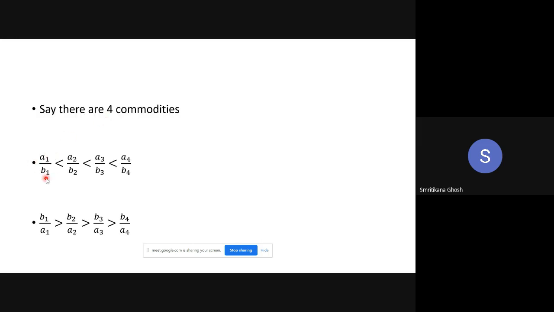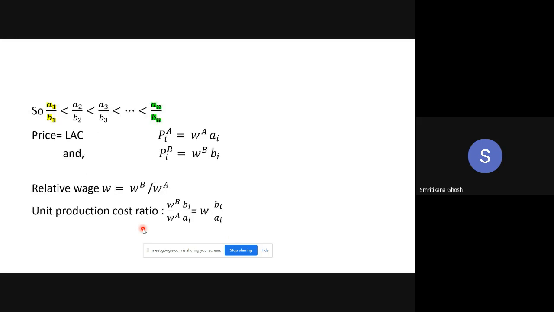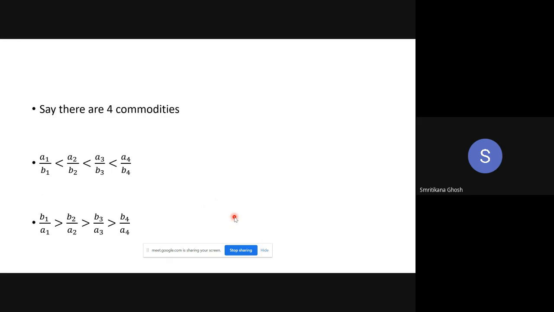So A1 by B1 less than A2 by B2 less than A3 by B3 less than A4 by B4. If you just make it inverse, the sign will also change. B1 by A1 greater than B2 by A2 greater than B3 by A3 greater than B4 by A4. Why are we doing this? Because B1 by A1, look, BI by AI, we have it as unit production cost ratio. So we just want to convert the situation in terms of in my favor. That is how we are doing.